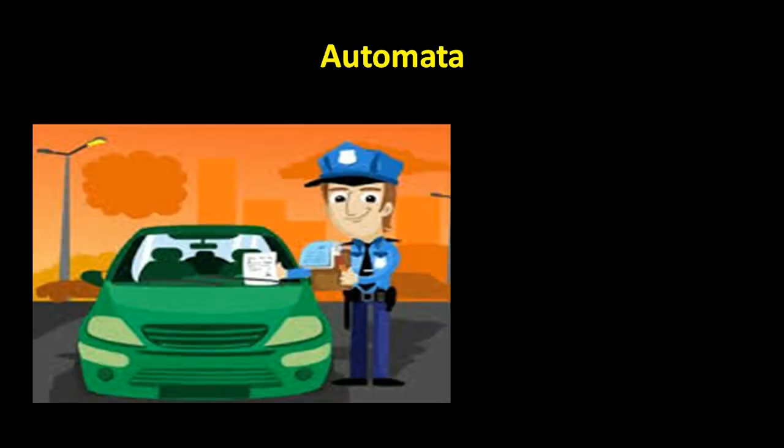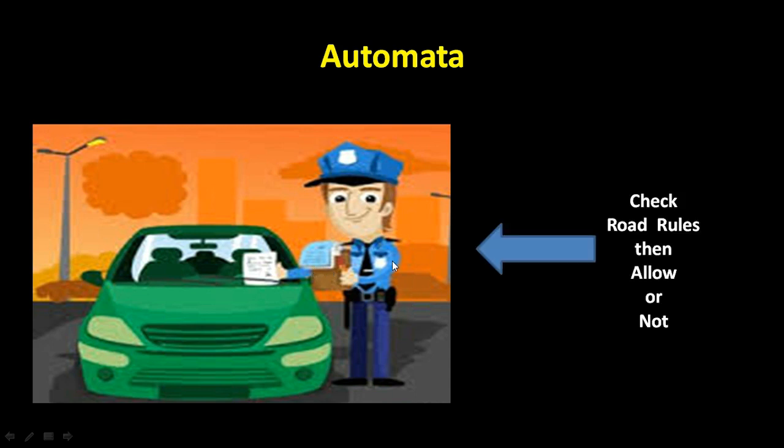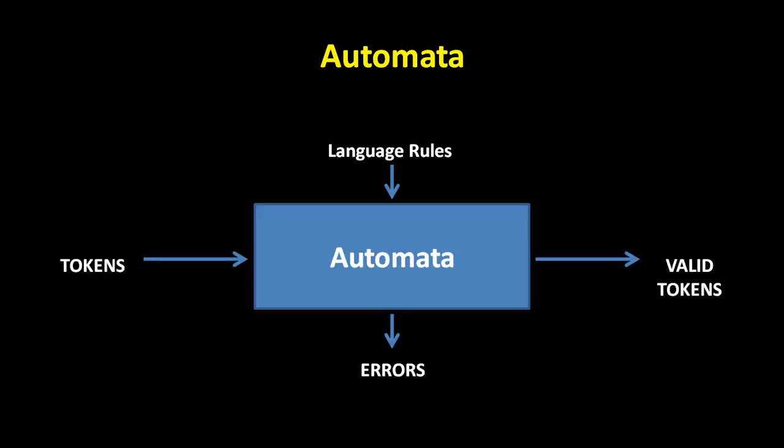We can see this by a simple example. While you are driving, you may be checked by the policeman whether you are eligible to drive or not by using your driving license. If your driving license is valid, then you are allowed to drive. Otherwise, you are not allowed. So the policeman checks the rules and then decides to allow or not. In the same way, the automata checks the language rules and decides whether these tokens are valid or not.